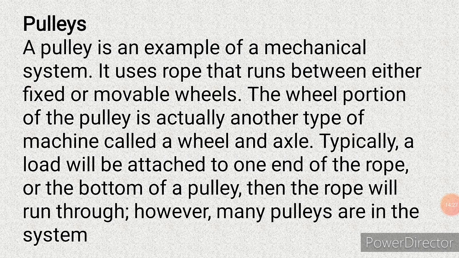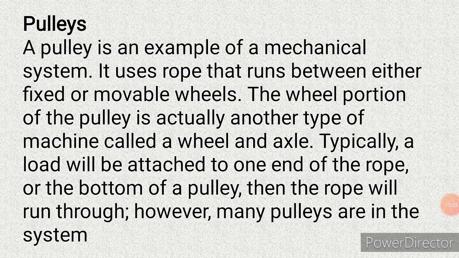Let's look at the first one, which is the pulleys. A pulley is an example of a mechanical system or a simple machine that uses rope which runs between either a fixed or a movable wheel. The wheel portion of the pulley is actually another type of machine that we call the wheel and the axle. So we can say a pulley is a combination of a rope and a wheel and the axle. Typically, a load will be attached to one end of the rope at the bottom of a pulley, and then the rope will run through.